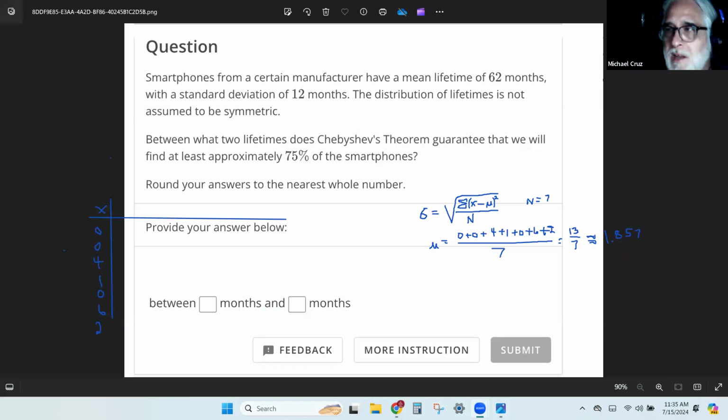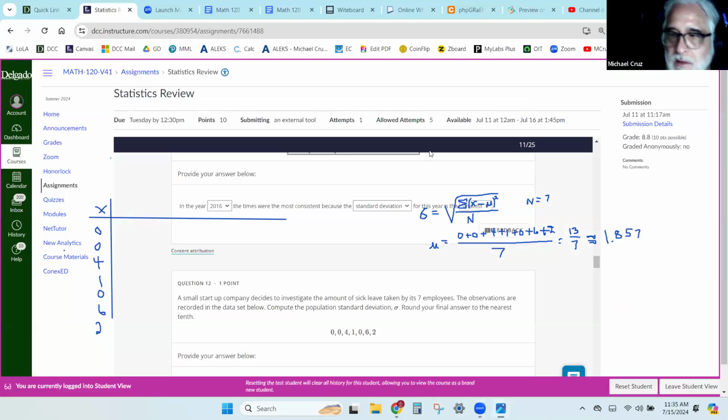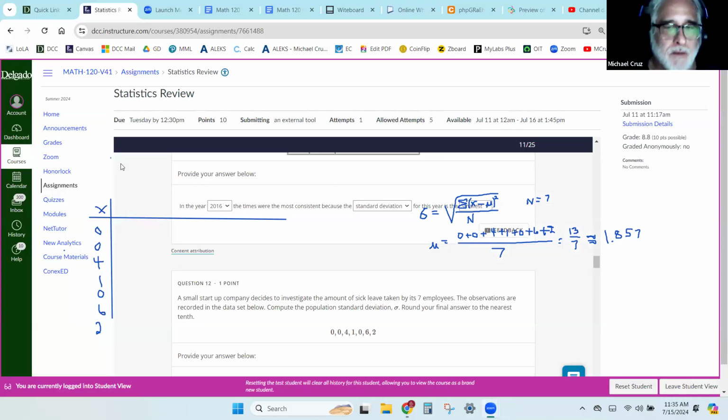Oh yeah, I couldn't take Chebyshev's out. I'll show you. It's almost the same thing as the empirical rule. I got stuck on it for a while, so I had to move on to the next homework. I couldn't get it.